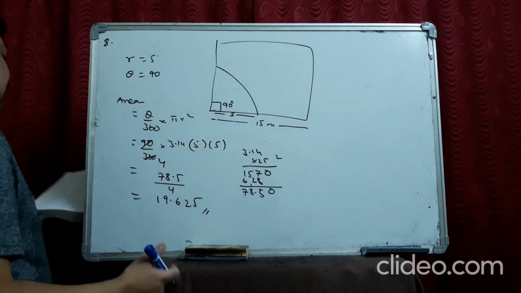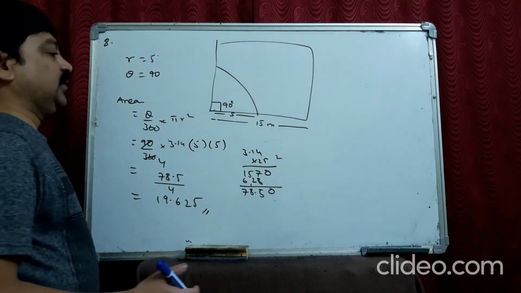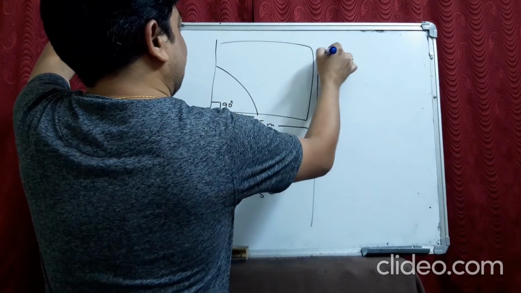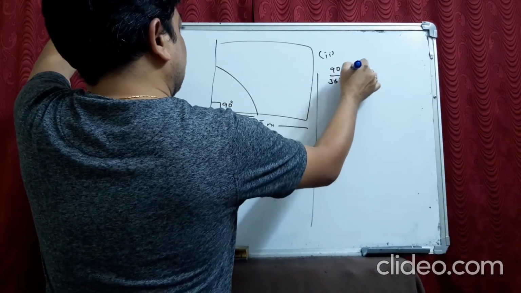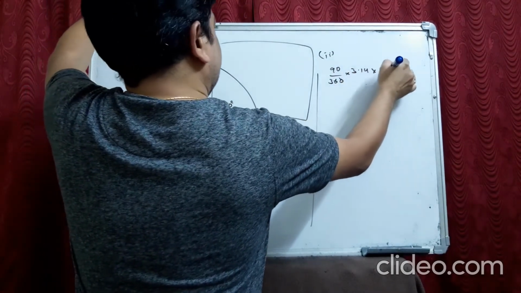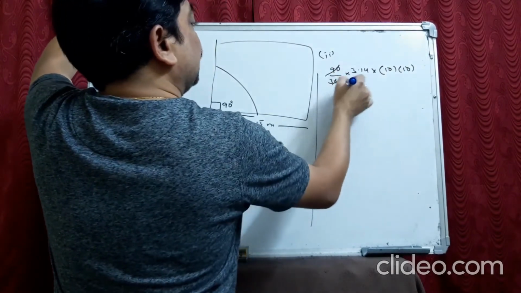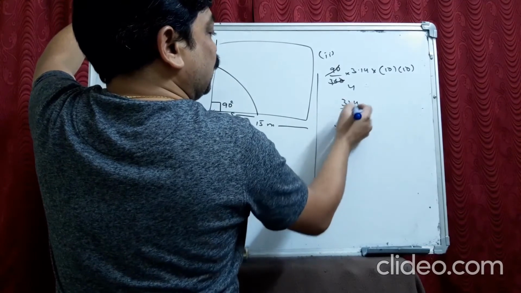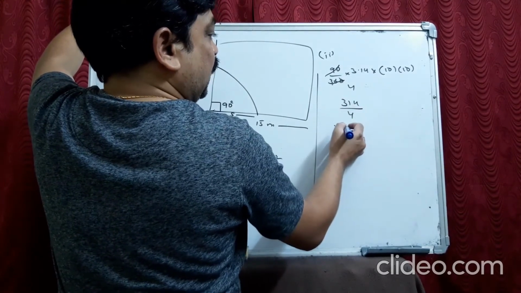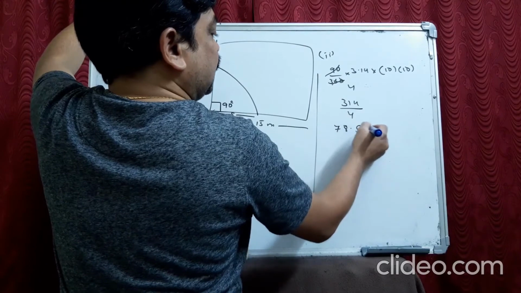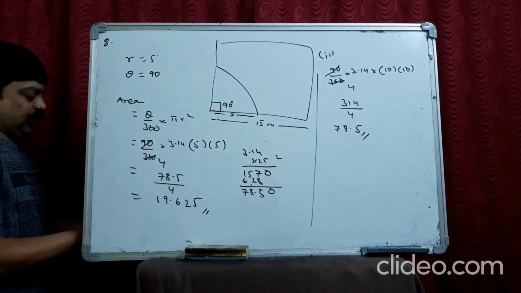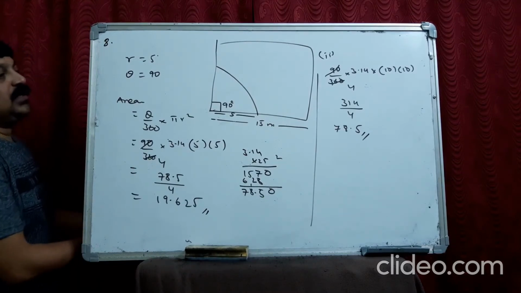If it is of 10, what if it is of 10 meters? Same concept. 90 by 360, second one. 360 into 3.14 into 10 into 10. This becomes 4 and it becomes 314 by 4. 4 7s 28, 34. 4 8s 32, 20. 78.5 centimeter square. It is area. 58.875. Somewhere between.